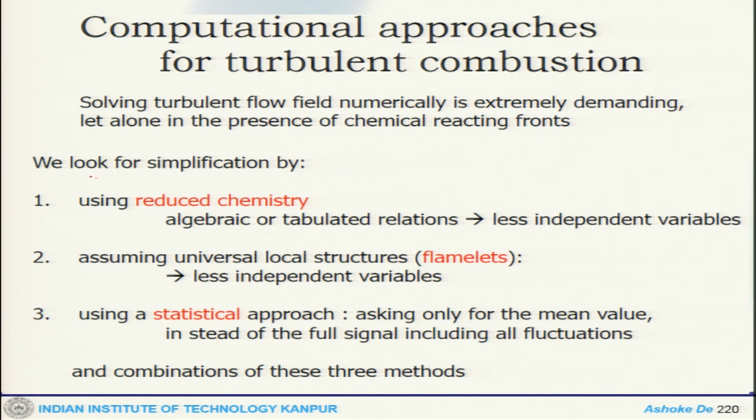So one can look for simplifications, and what kind of simplifications are possible? You can have reduced chemistry, that means you use either algebraic or tabulated reactions, so fewer independent variables, or you can assume the flamelet assumption, a local universal structure, so that is also fewer independent variables, or one may use a statistical approach and then include the other fluctuations, or a combination of these.